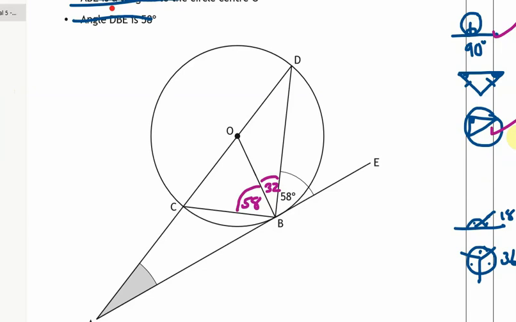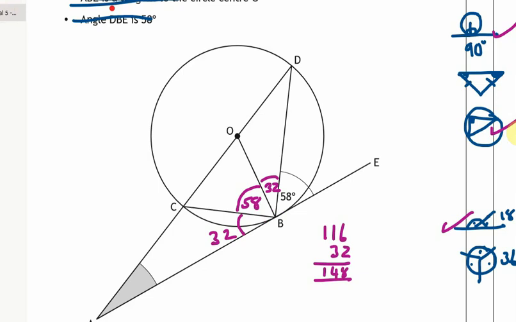Now, remember the 180 rule? This whole angle here is going to have to add up to 180, isn't it? So what's 58 plus 58? 116. Plus 32 is going to give me 148. So that means this angle in here is going to be 32. So there we go, I found another angle, and I've used these three rules.